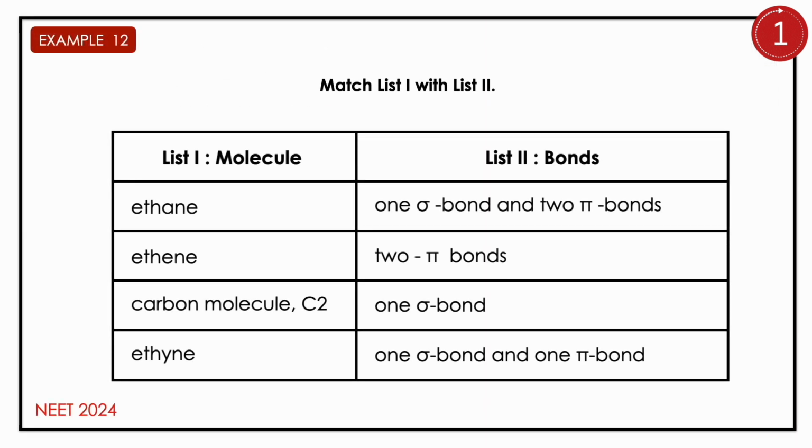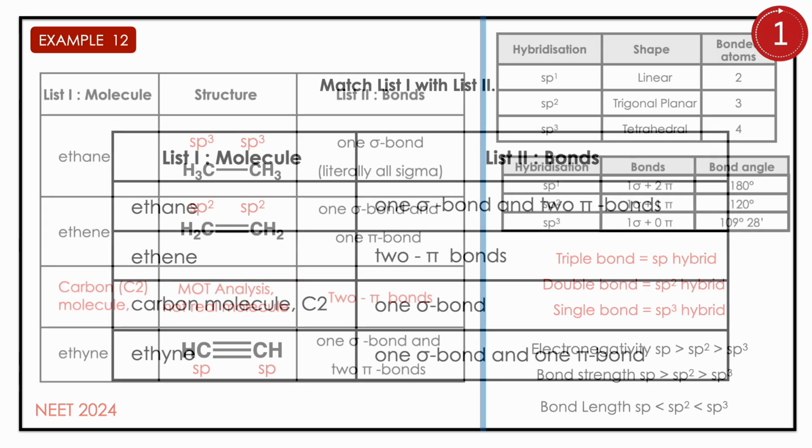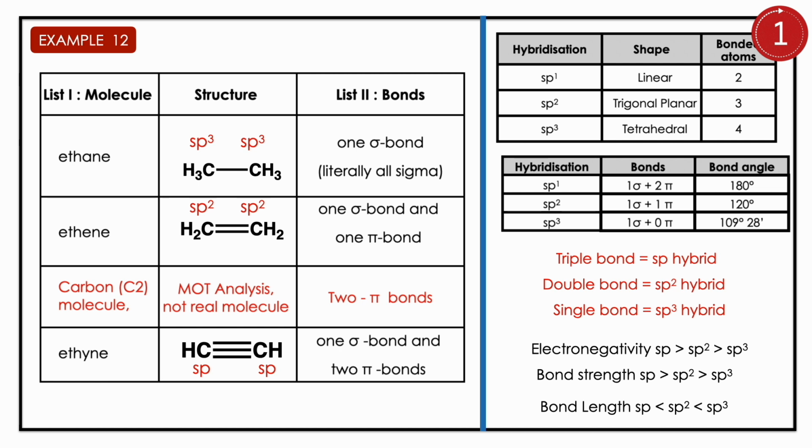Then the next example: match list 1 with list 2. List 1 is ethane, ethene, carbon molecule, ethyne. List 2 is 1 sigma bond, 2 pi bonds, 2 pi bonds, 1 sigma bond, and 1 sigma bond and 1 pi bond. Here you should know the structure and hybridization and know the bonds.